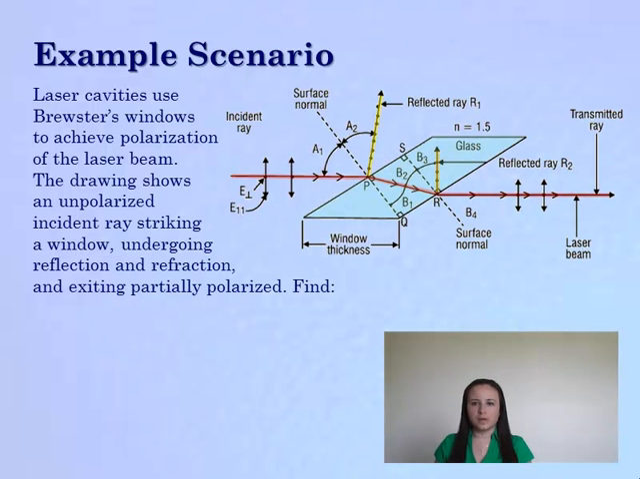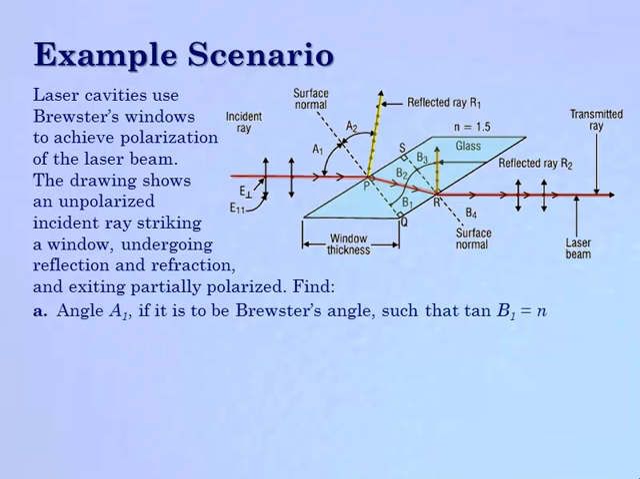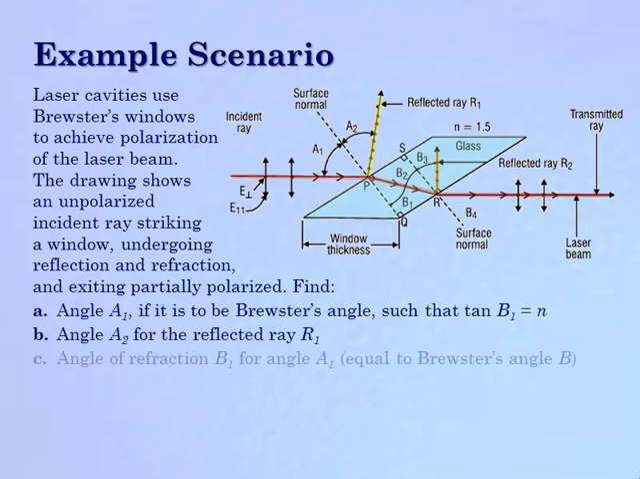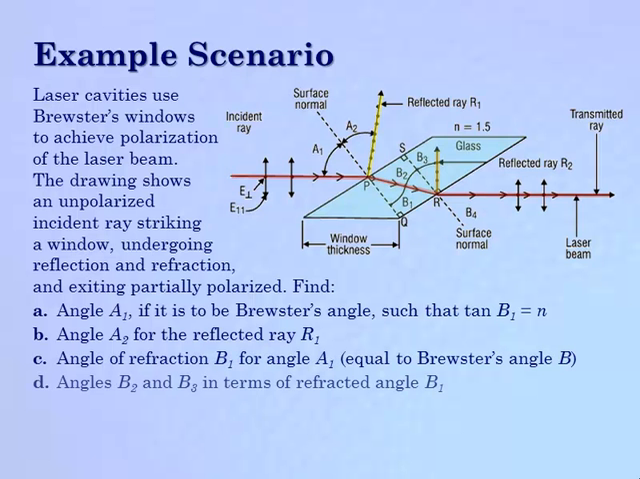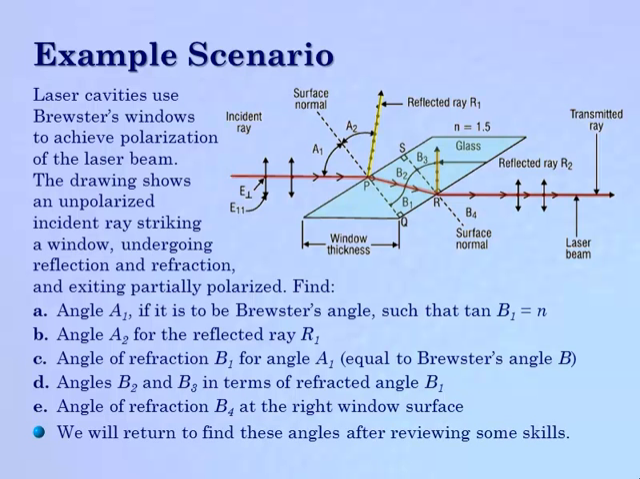Let's look at an example scenario. Laser cavities use Brewster's windows to achieve polarization of a laser beam. The drawing shows an unpolarized incident ray striking a window, undergoing reflection and refraction, and exiting partially polarized. So we're asked to find angle A1 if it's to be Brewster's angle A2 for the reflected ray, angle B1 and B2 and B3, and angle B4.